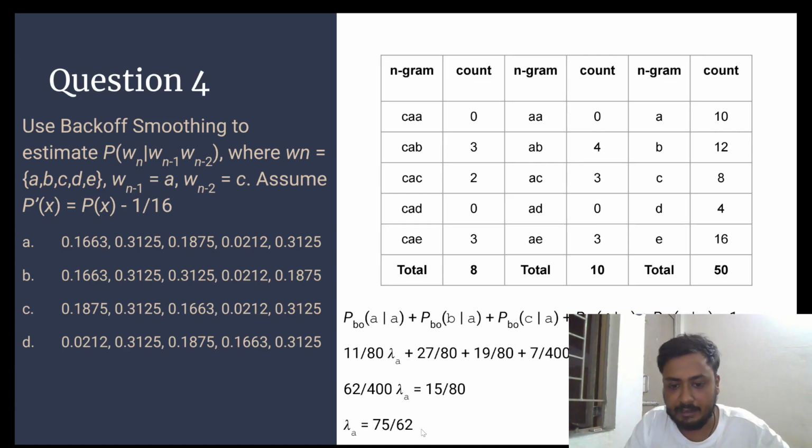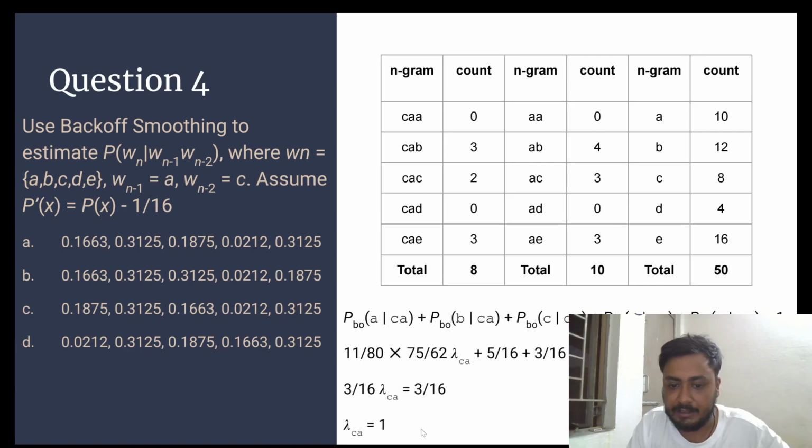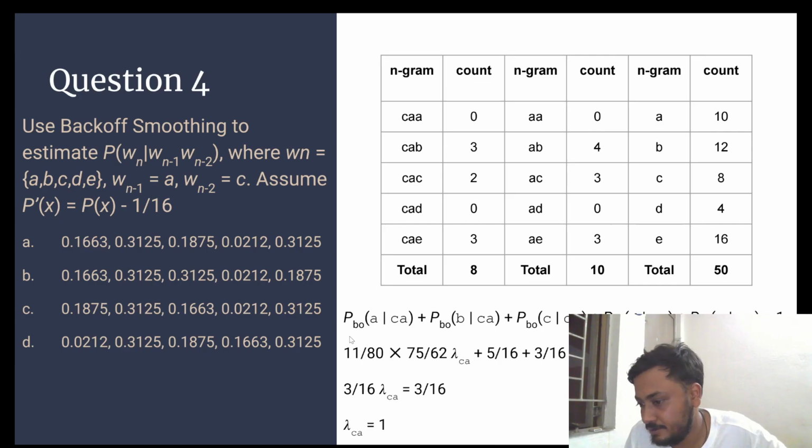Okay, so hold on then. Now we need to find out lambda CA. For finding out lambda CA, we apply the same process. And this time we are doing the trigram probabilities. So adding up all the trigram probabilities should give us 1. And that is what we are doing over here.